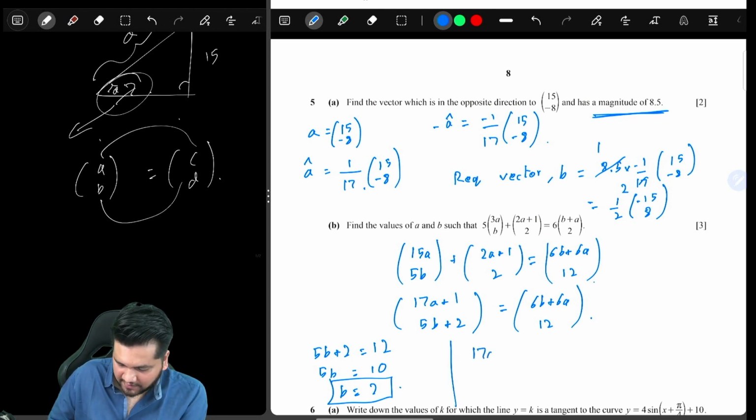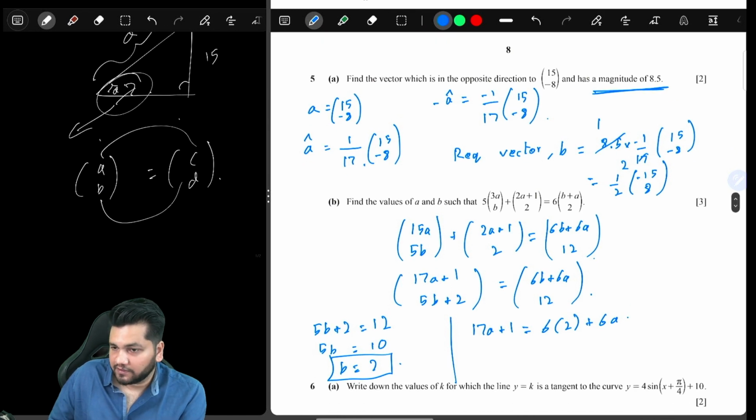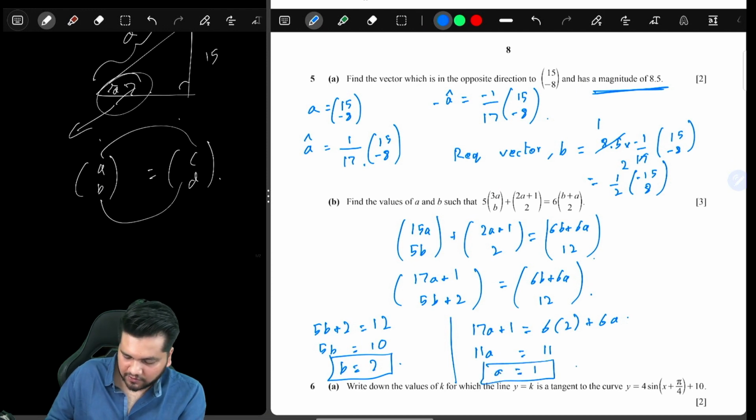So 17A plus 1 is equal to 6 times, now I'll put the value of B in this equation. I'll get 2 plus 6A. Again, I like to keep the variable positive, so I'll have to shift the 6A to the other side. I'll get 11A and 12 minus 1 is equal to 11. So here we'll get A is equal to 1. So we got the values of A as 1 and B is equal to 2.